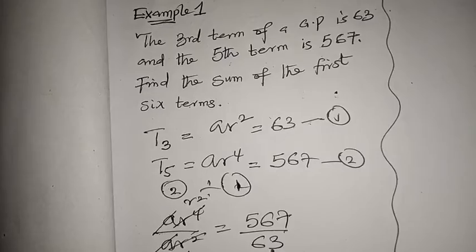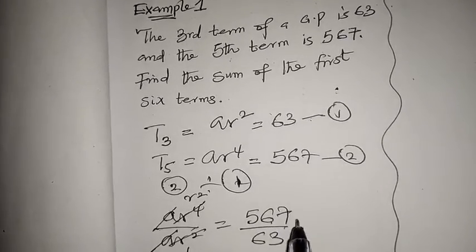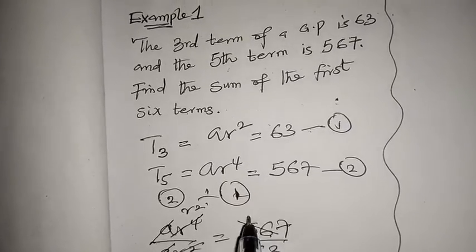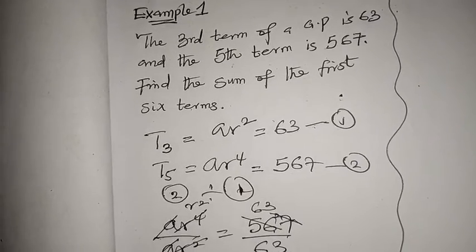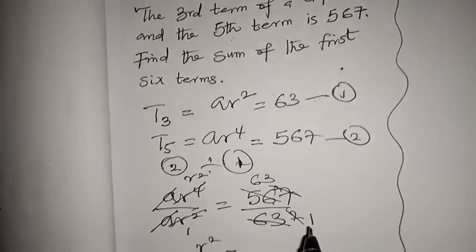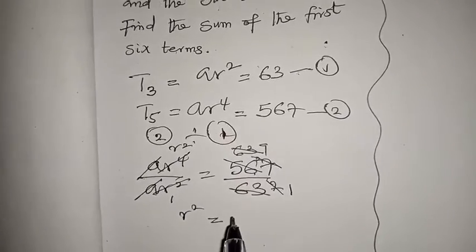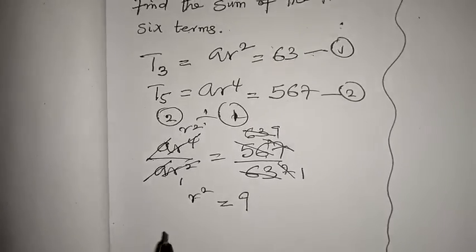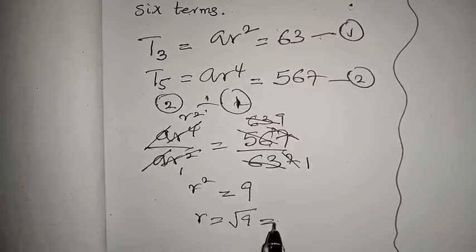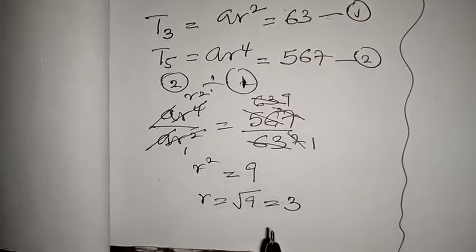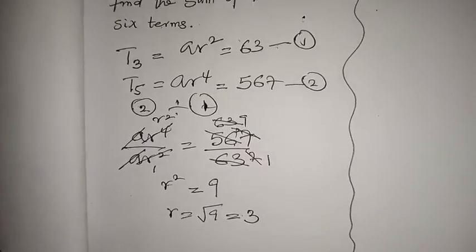if you look at what we have here, let me check if 9 can go here. This will give me 11, so 9 can go. 9 in 56 will give me 6, remaining 2. Here 3. Then 9 here will give me 7, 7 here 1. Then 7 in 63 will give me 9. So I'm going to have R squared equal to 9. Now R will be equal to square root of 9, which is equal to 3. Although some textbooks and some teachers will say R is equal to plus or minus 3.